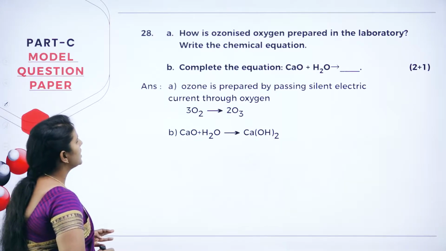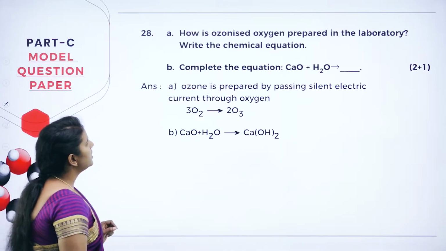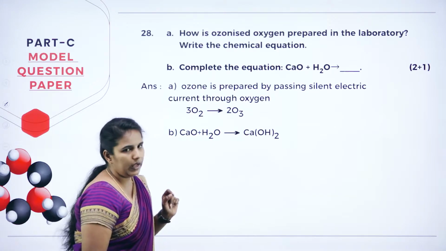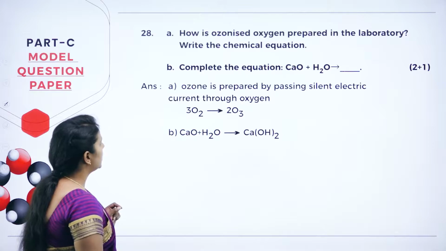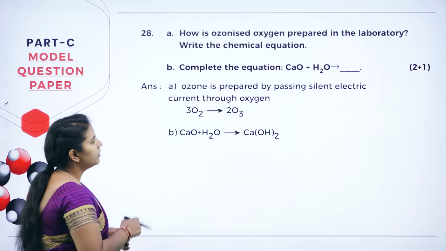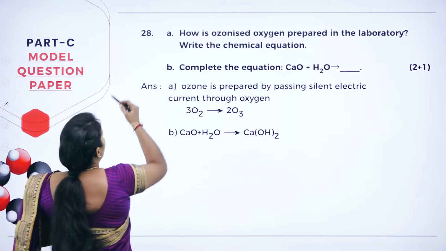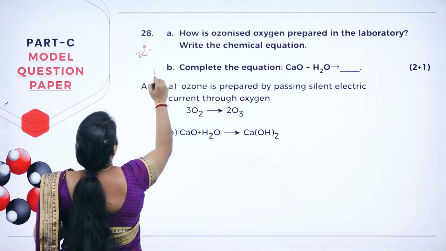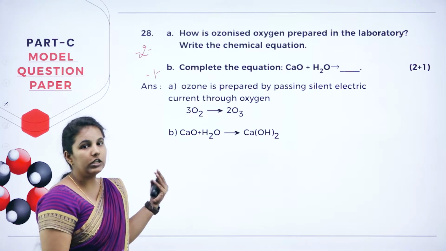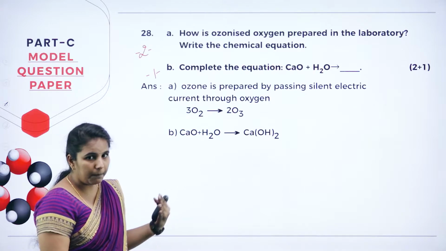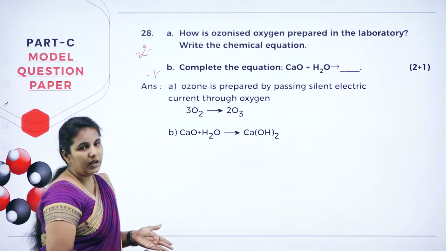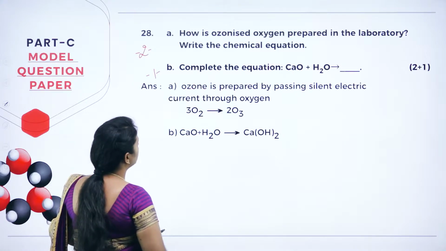The next question goes like this. How is ozone prepared in the laboratory? Write the chemical equation. And the second question is, complete the following. So here we have 2 questions. The first question will carry 2 marks and the second question will carry 1 mark. Even though it is 3 marks, there is no 3 mark question at all directly from the P block. Okay, so let's see how to write the preparation of ozone.